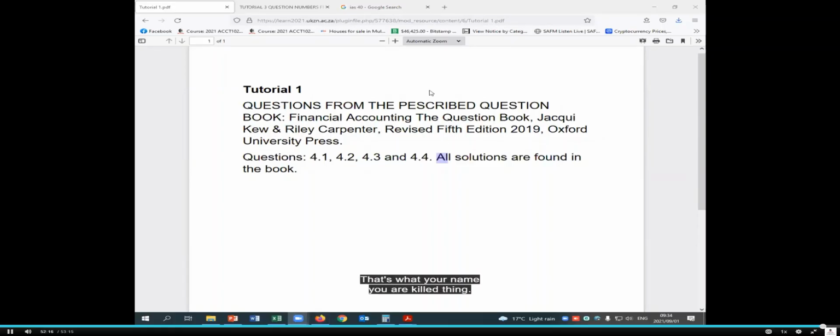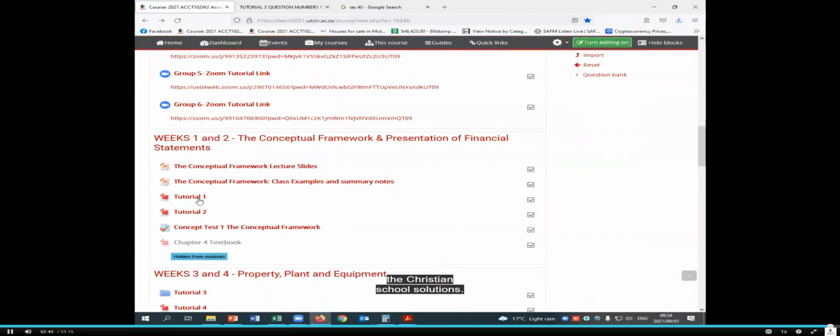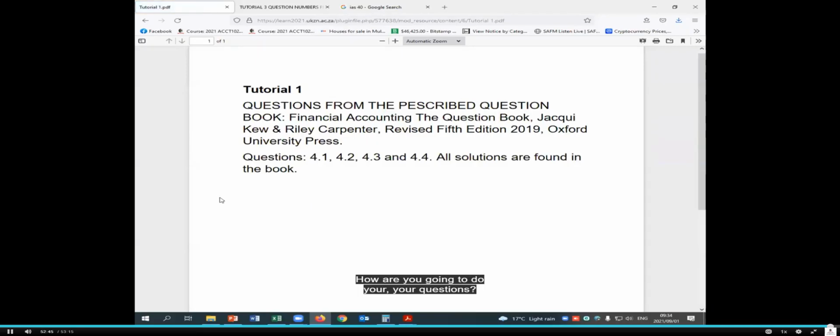What's your name here? Akhil Singh. I think you didn't do your tut, because if you did your tut, you'd have known where the solutions are. You don't have that textbook. You have to have this textbook. You have to have this question book. That's how you're going to do your questions. Then you won't have the solutions. You don't have the questions or solutions. How are you going to do your questions? You need this book.